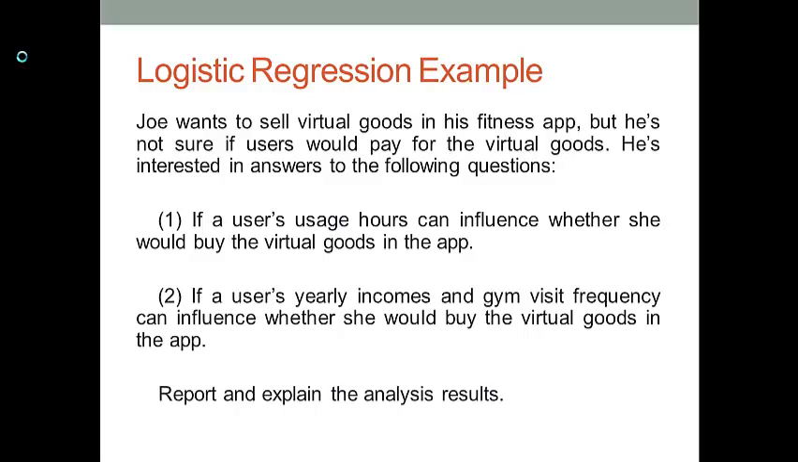Joe wants to answer the following two questions. First, whether a user's usage hours would influence whether she would buy the virtual goods in the mobile app. Second, whether a user's yearly income and gym visits can influence whether she would pay for the virtual goods in the mobile app. We want to build a model and interpret the analysis result.